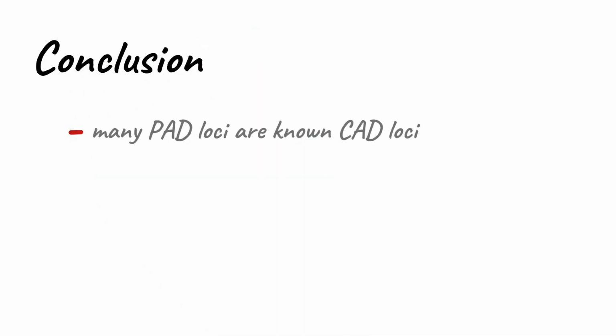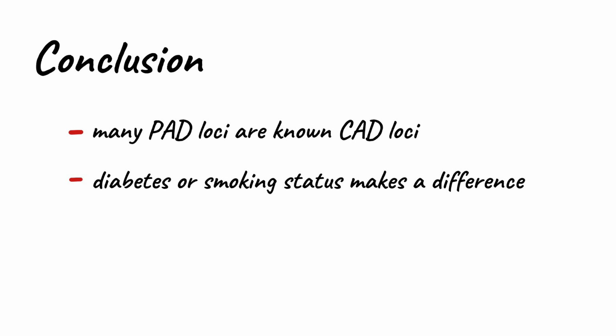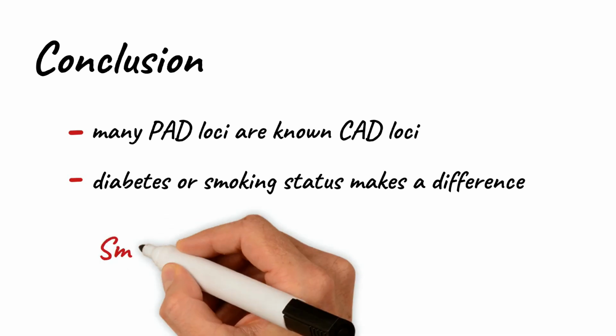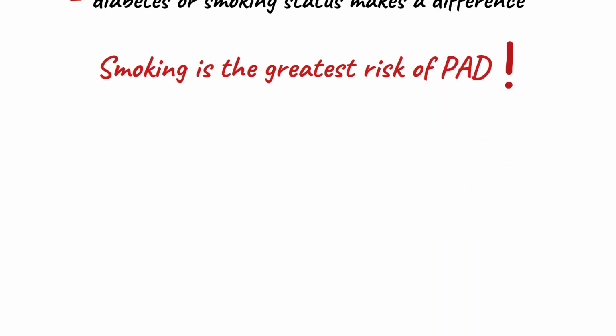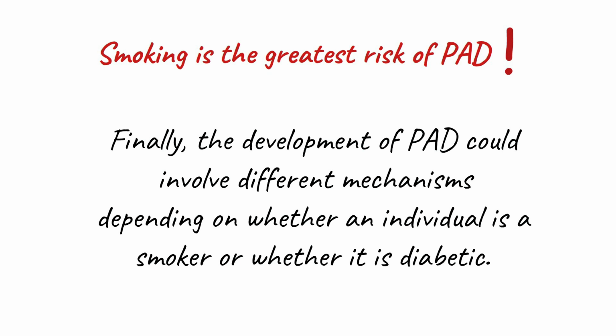To conclude, many PAD loci are known CAD loci. The differences between patients is dependent on their diabetes or smoking status. The smoking status is the greatest risk of PAD in the general population. Finally, the development of PAD could involve different mechanisms depending on whether an individual is a smoker or whether it is diabetic.